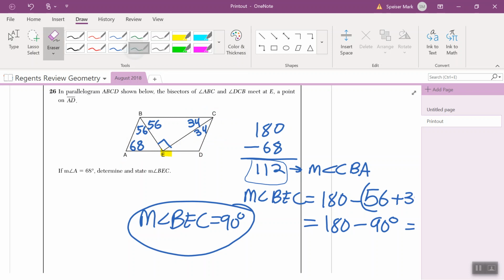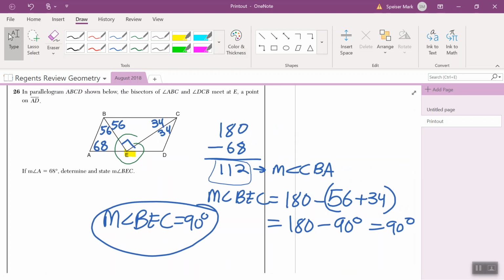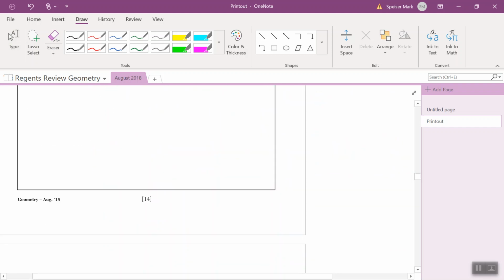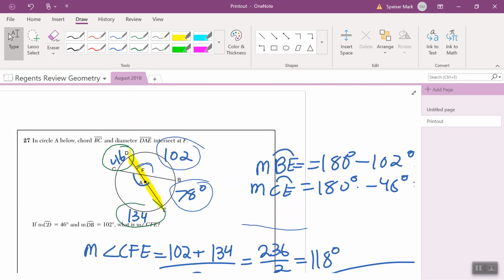Now find the angle we want, E. 180 is the sum of the triangle, minus 56 plus 34. Add those two angles together, you get 90 degrees. 180 take away 90 degrees is 90 degrees. So the measure of angle BEC equals 90 degrees. On to question 27. Sorry for the error there.